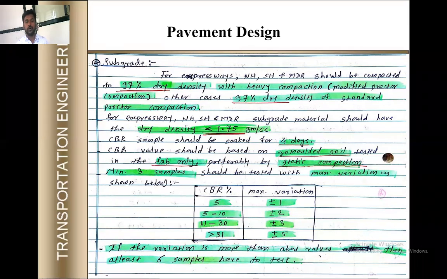Write down this table as well: maximum variation of the CBR values. It is important. Make 2 columns. In the first column, CBR percentage, and in the second column, maximum variation.